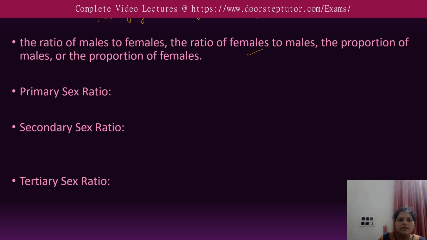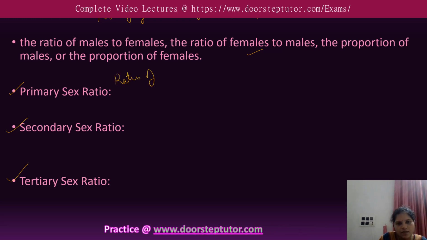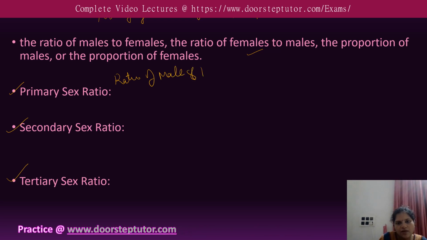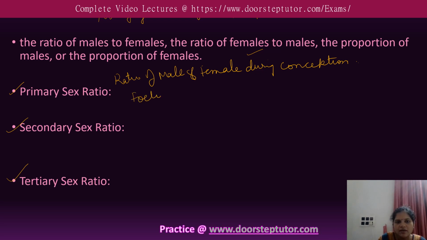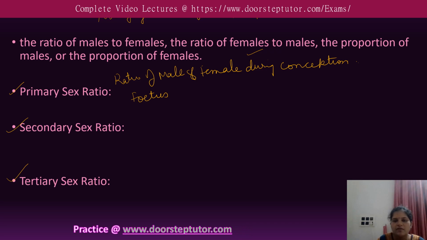Okay. And if we talk about the classification of sex ratio, there are three types: primary sex ratio, secondary sex ratio, and tertiary sex ratio. Primary sex ratio is the ratio of male and female during conception. It means what is the sex of the fetus, that is, whether it is a male or female fetus.